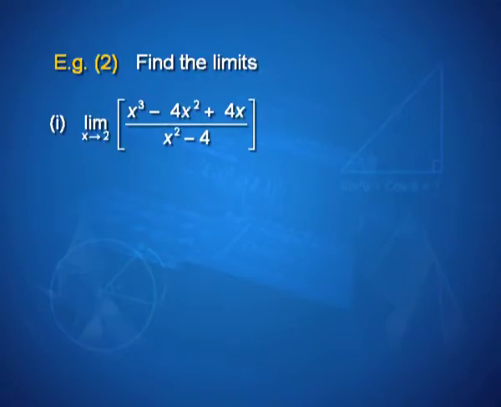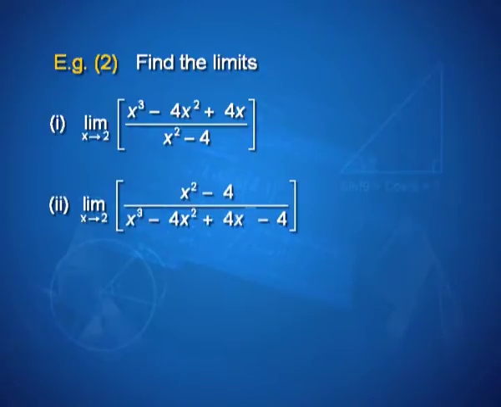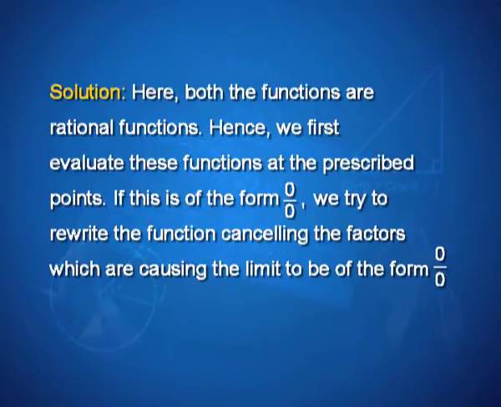Example number 2, find the limits of the functions. First question, limit x cube minus 4x square plus 4x upon x square minus 4 as x tends to 2. And question number 2, limit x square minus 4 upon x cube minus 4x square plus 4x as x tends to 2. Here both the functions are rational functions. Hence, we first evaluate these functions at the prescribed points.